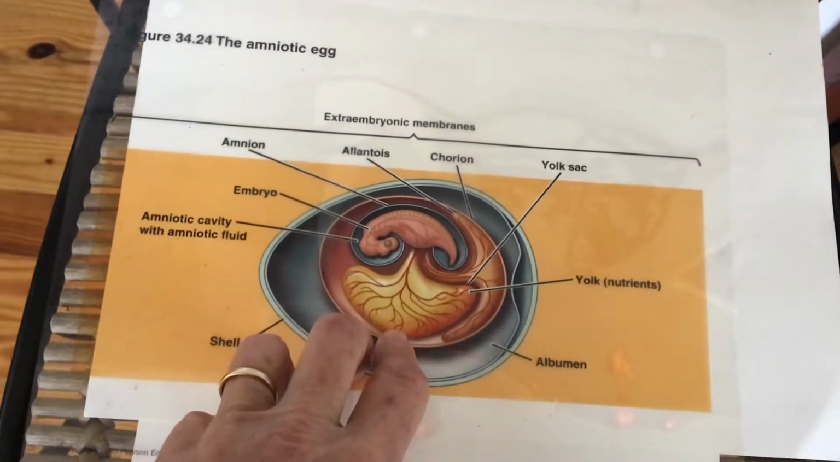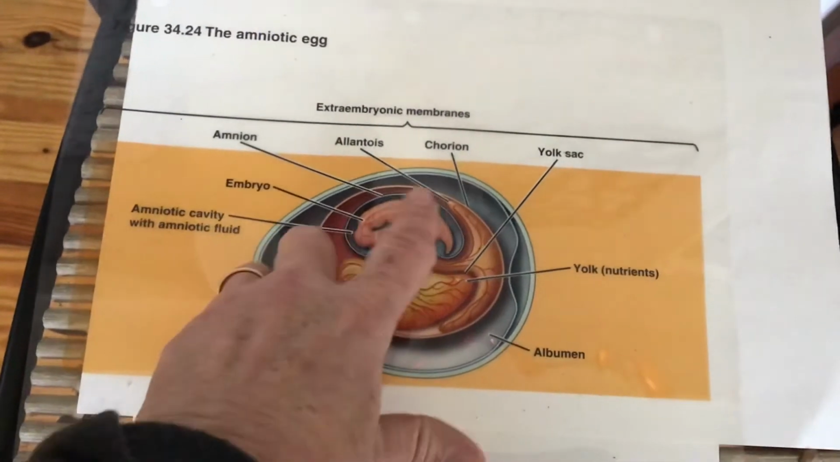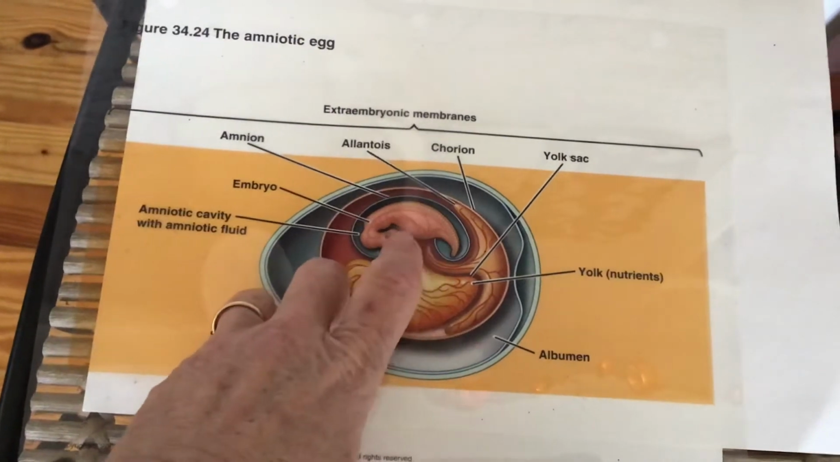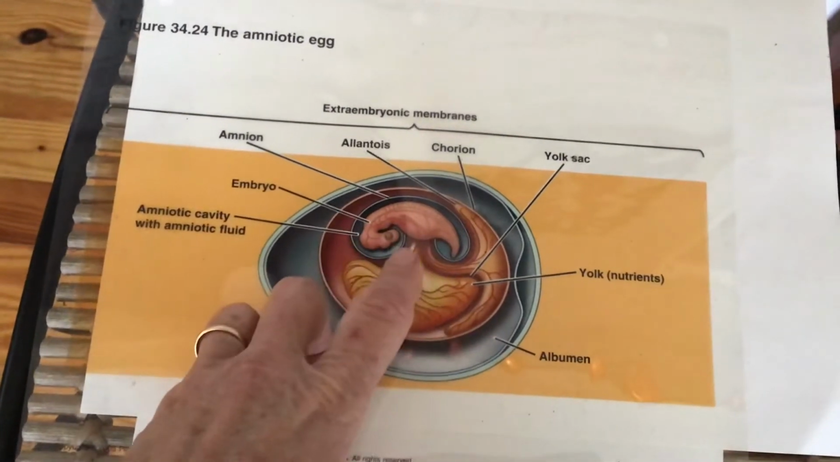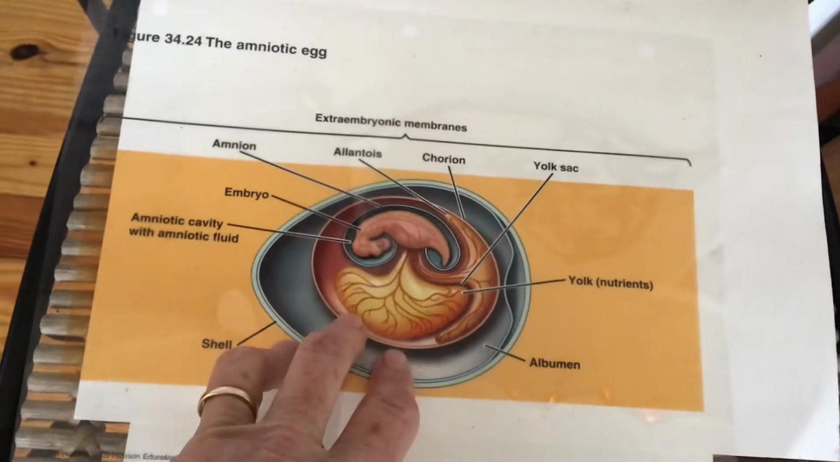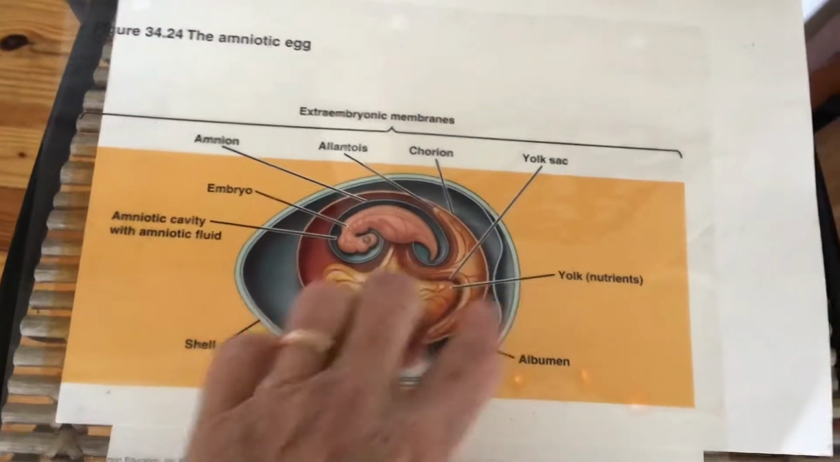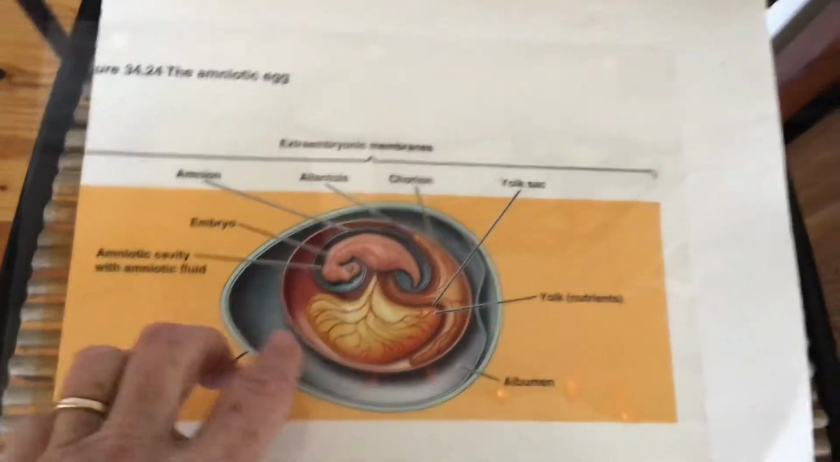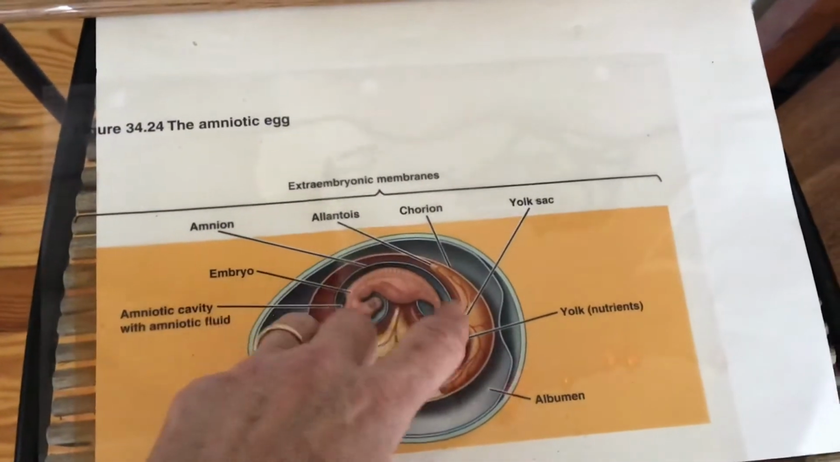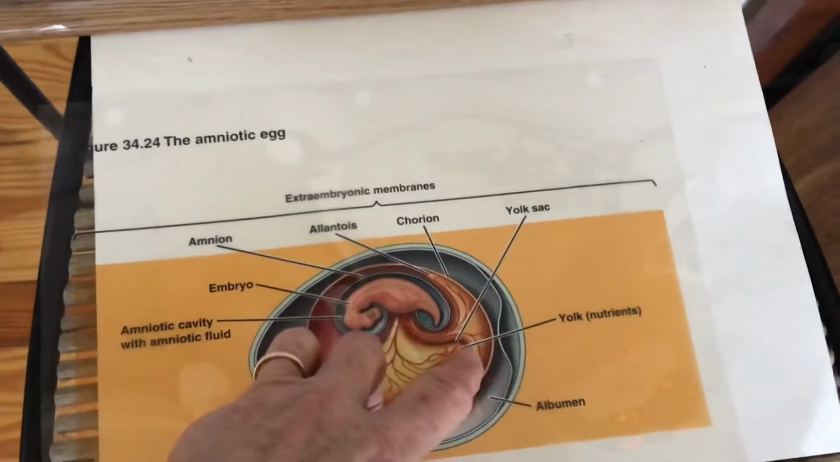They also have the amnion, which is surrounding the embryo, and later on in placental mammals, when we talk about reproduction, you'll see that this kind of continues on, and some of these parts will be like the placenta. And the allantois, which is like the waste area.